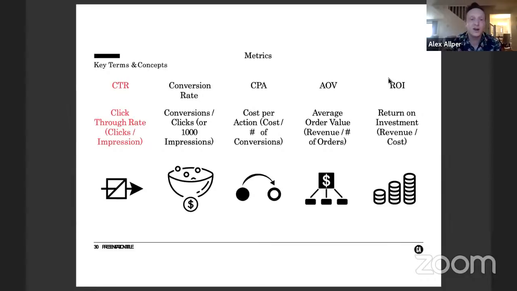Your conversion rate: the number of conversions divided by the number of clicks, or by the number of impressions, which is usually 1,000. So how many clicks am I getting? Am I sending 100 people to my website and only 10 people are converting? Then my conversion rate is 10%. That's really important. So all these are important, you guys.